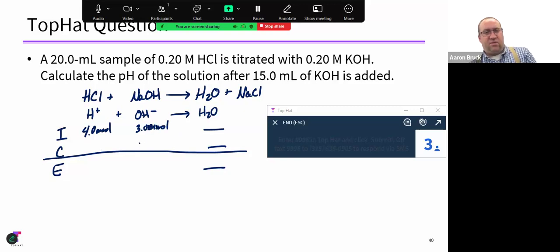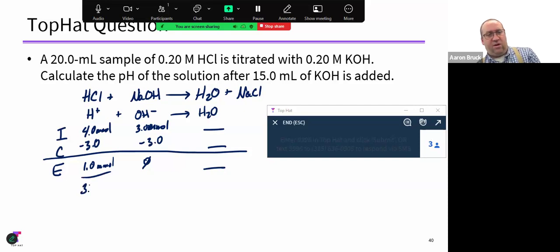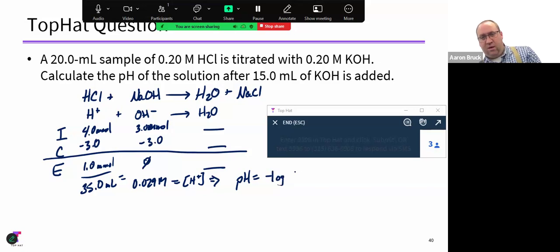Limiting reactant tells us we're going to lose 3 hydroxide and 3 hydrogen. So I'm going to have 1 millimole of hydrogen left, nothing left of the hydroxide, divided by 35 milliliters. So 1 divided by 35 is 0.029 molar. That's my concentration of hydrogen or hydronium ion. I can take the pH directly off of that. So the pH of 0.029 would be 1.54.